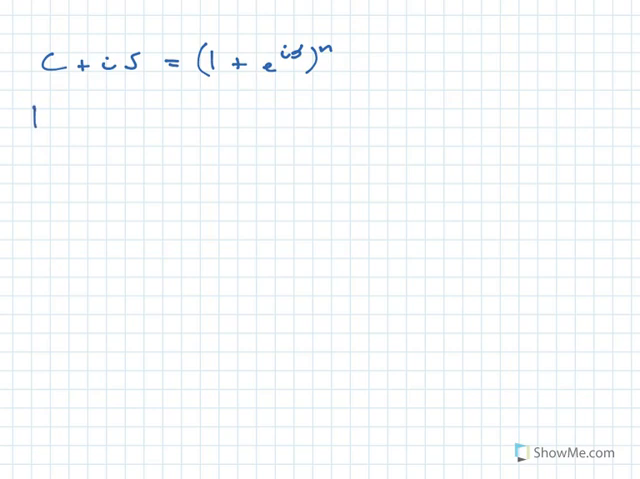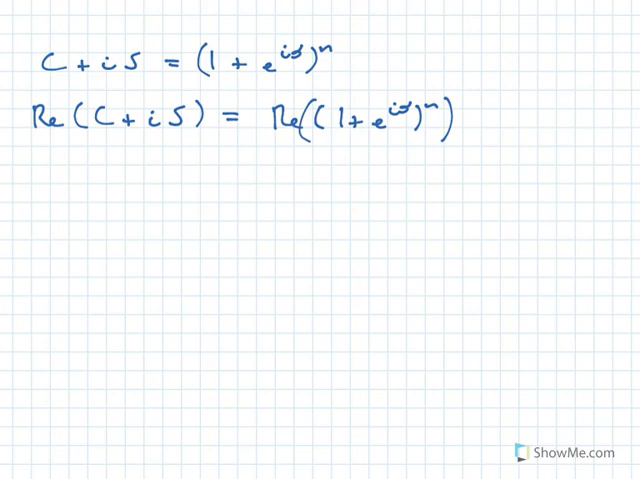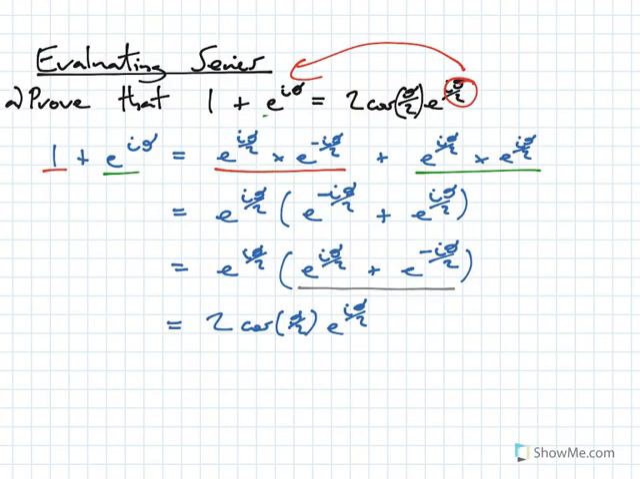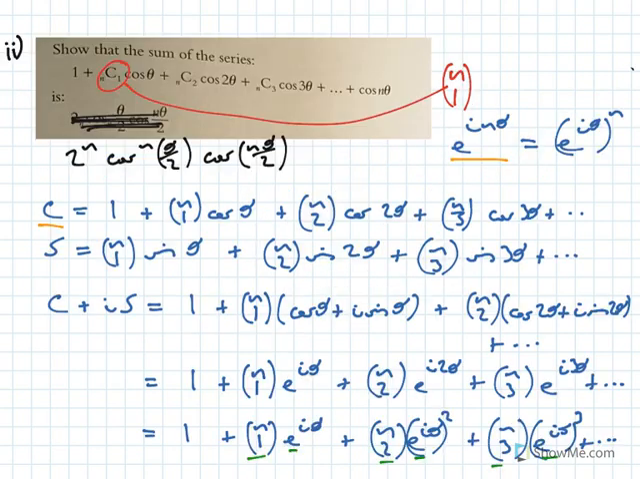And we can see that what we could do is just take the real part of both of these sides, and that would get us to where we want to be. So the real part of (1 plus e to the i theta) to the power of n. Now that doesn't seem to be overly useful until we remember that we did part A. Remember in part A that we proved that 1 plus e to the i theta is equal to 2 cos theta over 2 e to the i theta over 2. So I can substitute that into what I've got here.